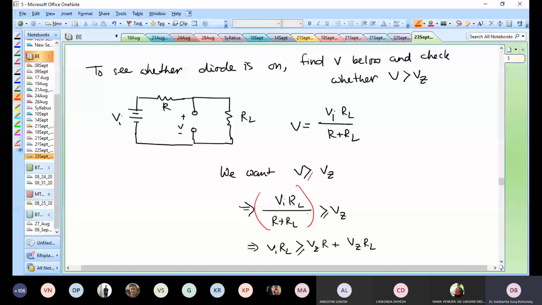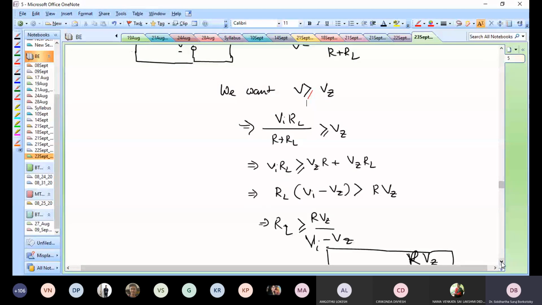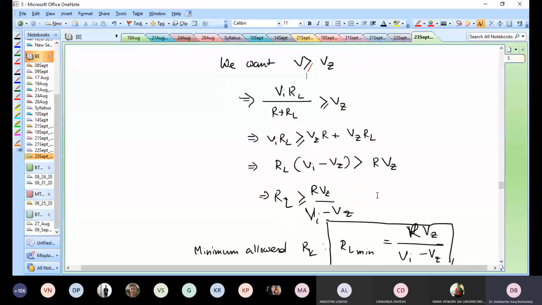Then you can solve this inequality and you'll see that VI RL is greater than VZ R plus VZ RL, and then I solve this, and eventually I find that this value RL should be greater than R VZ divided by VI minus VZ. So this is the situation: all values of RL greater than R VZ by VI minus VZ.